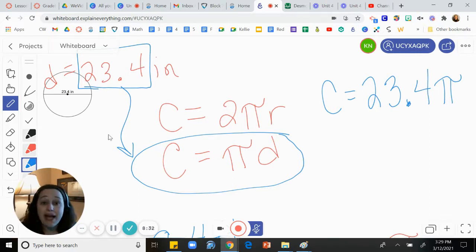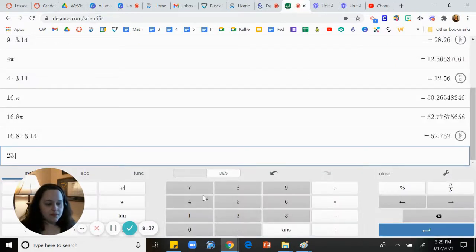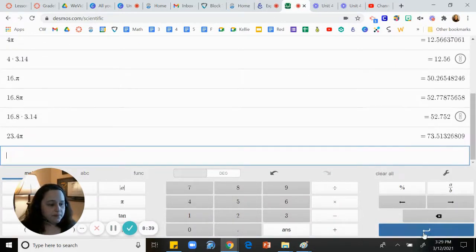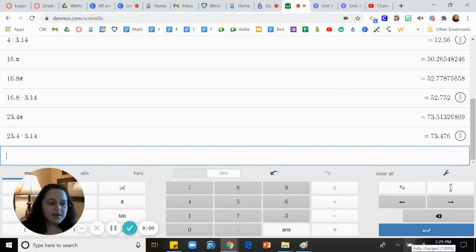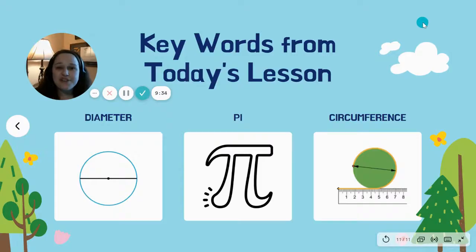Now try using the pi button on your calculator. 73.51 is our answer, rounded to the nearest hundredth. What if you used 3.14 instead? 73.476.